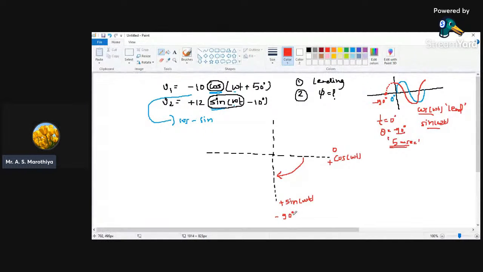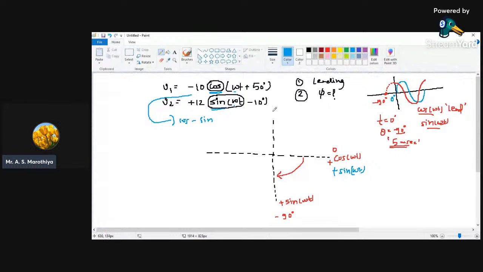Now I hope this point is clear to everyone. Why I have represented this plus sine 90 in the downward direction. Why not in the upward direction? So this is very important. You may inverse this position. You may take this sine omega t as a reference. Now if you take plus sine omega t as a reference, so with respect to sine, cos is going to lead.